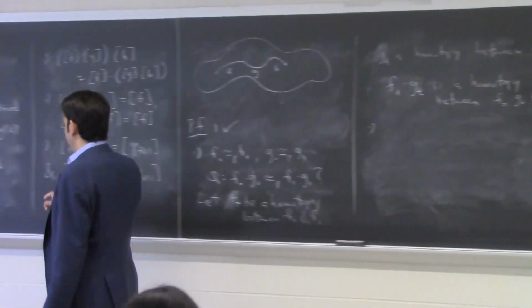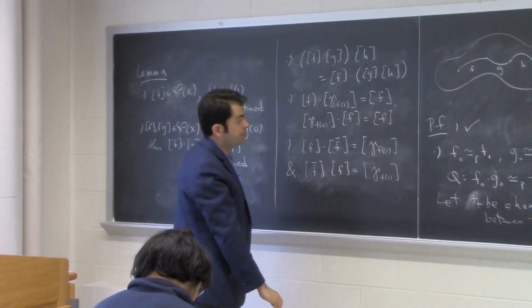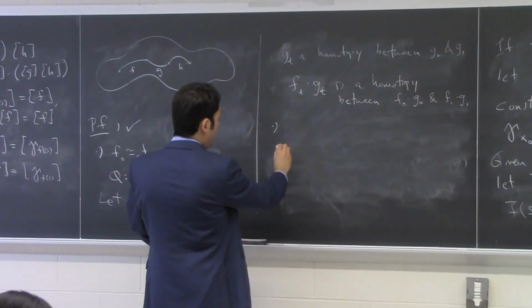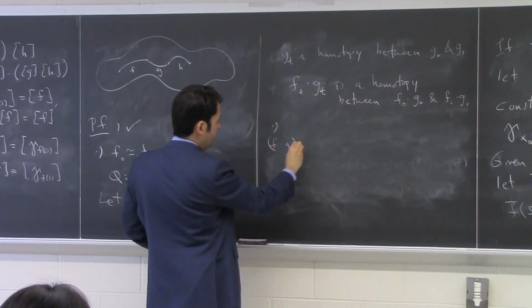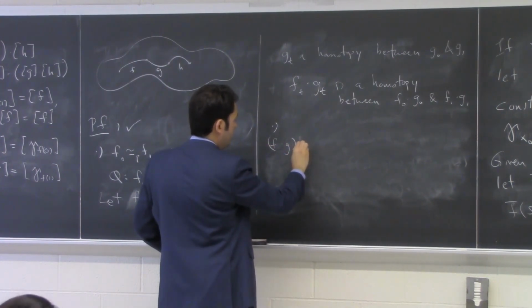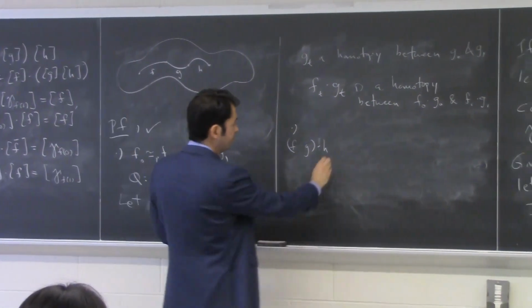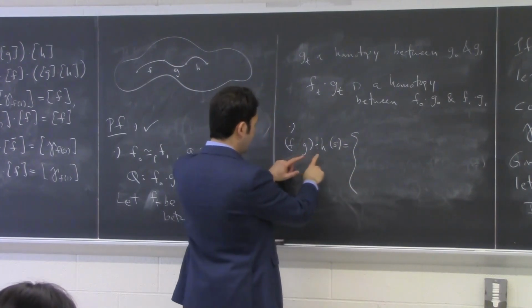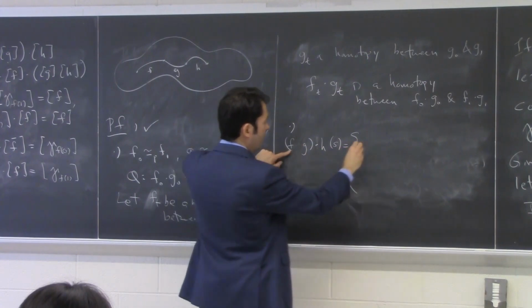OK, so we have a well-defined operation, and now we want to check that it's associative. So let's just write down what this would be at the level of paths. If I do F dot G dot H, assuming that the endpoints match, so this makes sense, what is this? Well, in half the time, we have to do F dot G. So that means in a quarter of the time, I have to do F.